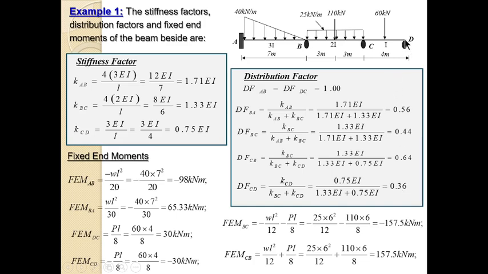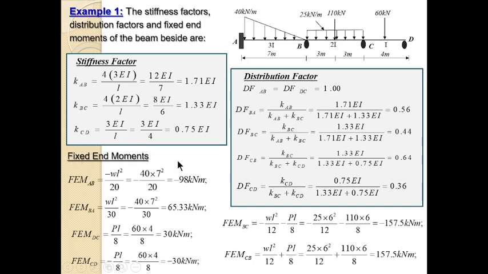Now at D, you only have one member meeting at joint D, and that is why we say that the distribution factor at D going to C is 1, because it's the only member at that joint. The same thing happens at joint A. There's only one member meeting at joint A, so the distribution factor of A going to B is also taken as 1. The next thing is for us to calculate the fixed end moment.